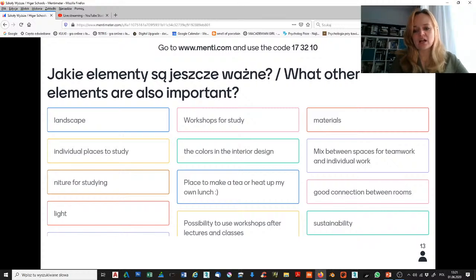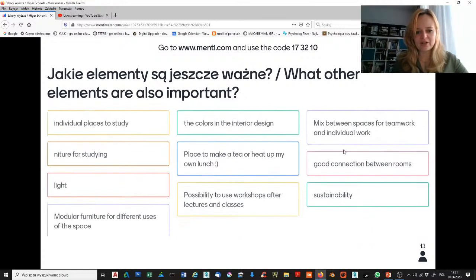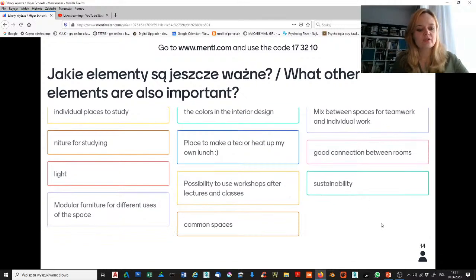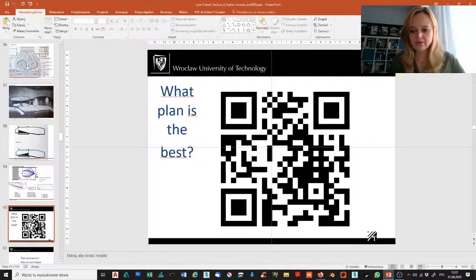Sustainability. Yes, another issue which should be discussed with every building actually. So I'll maybe pay more attention towards that. Light. I have mentioned some of the issues with light, but I still will be talking about it more. And modular furniture for different users of the space, common spaces. Yes, that's true. Okay. Still waiting for answers to appear. That's very good input. Thank you for that. Okay, I think we are ready to go further.